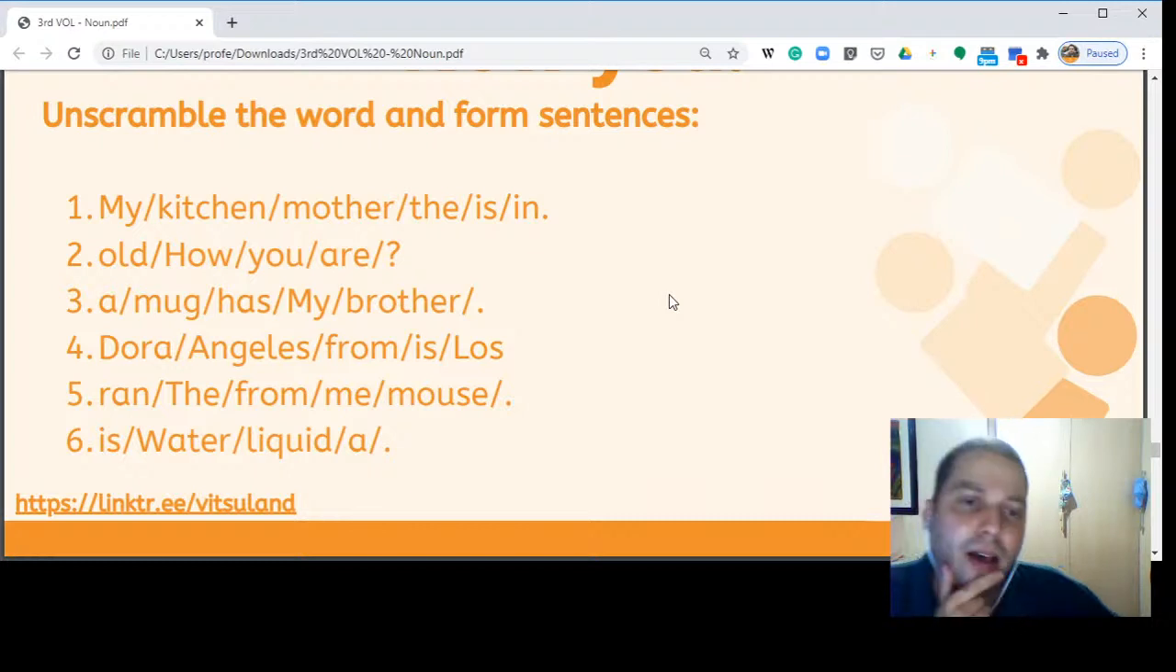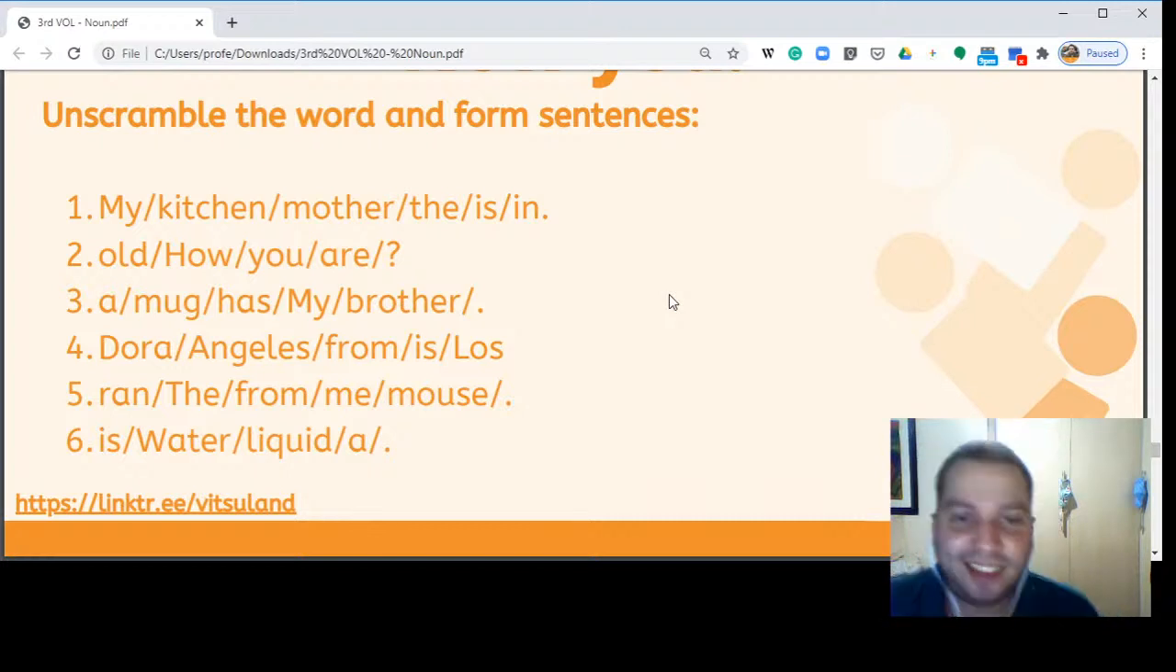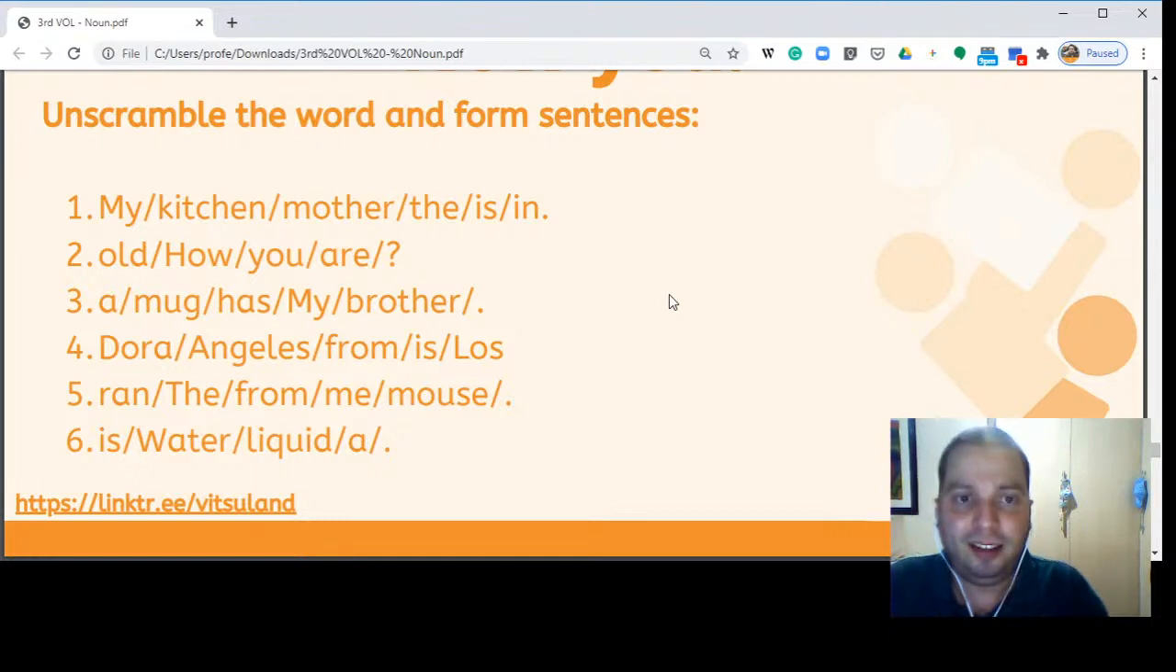A mug has my brother. In this case, of course, we're going to invert. My brother has a mug. My brother has a mug. Okay, so that's it.